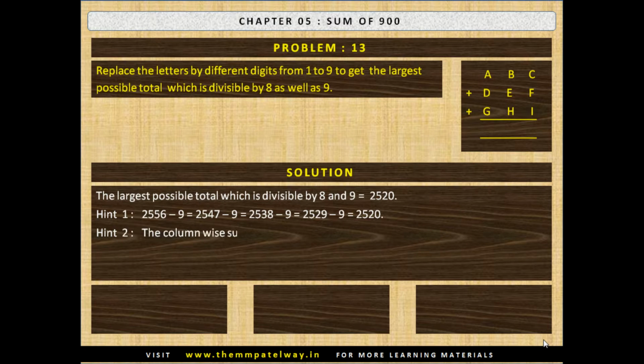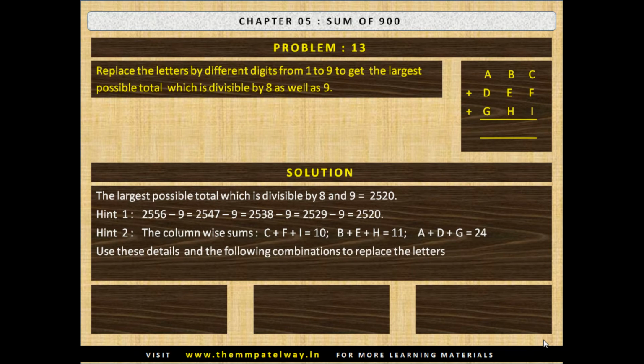The second step will be to find out column wise sums to get the total of 2520, and the column wise sums are C plus F plus I should be equal to 10, B plus E plus H should be equal to 11, and A plus D plus G should be equal to 24. These details can be used to find out the various possible combinations.